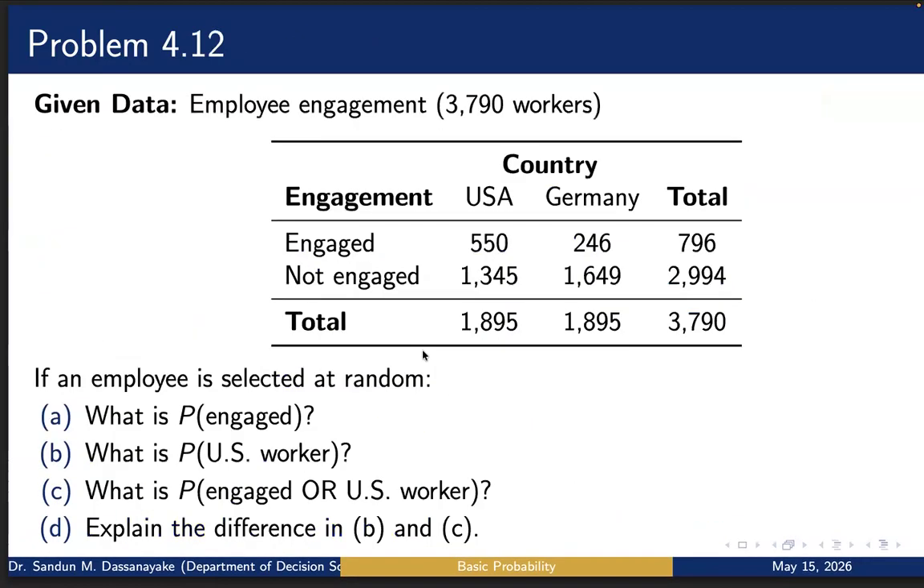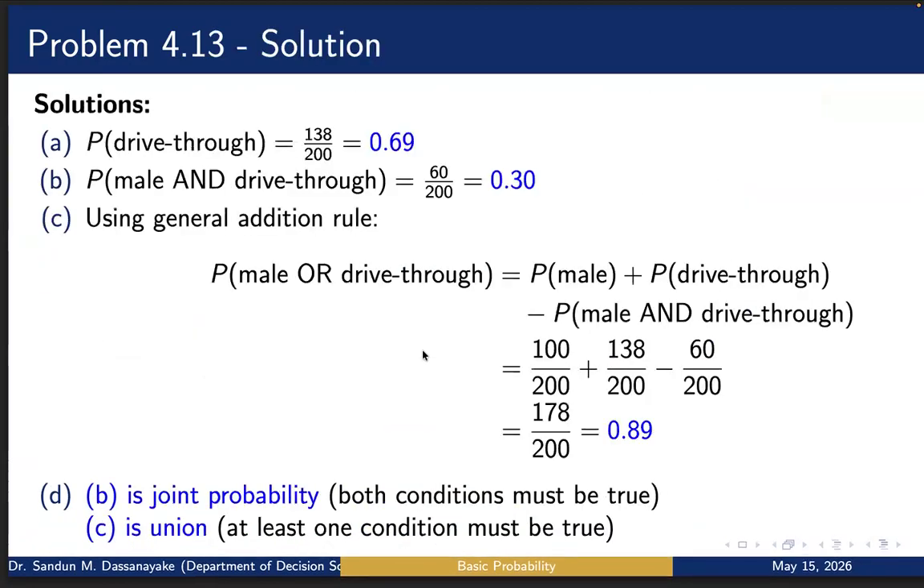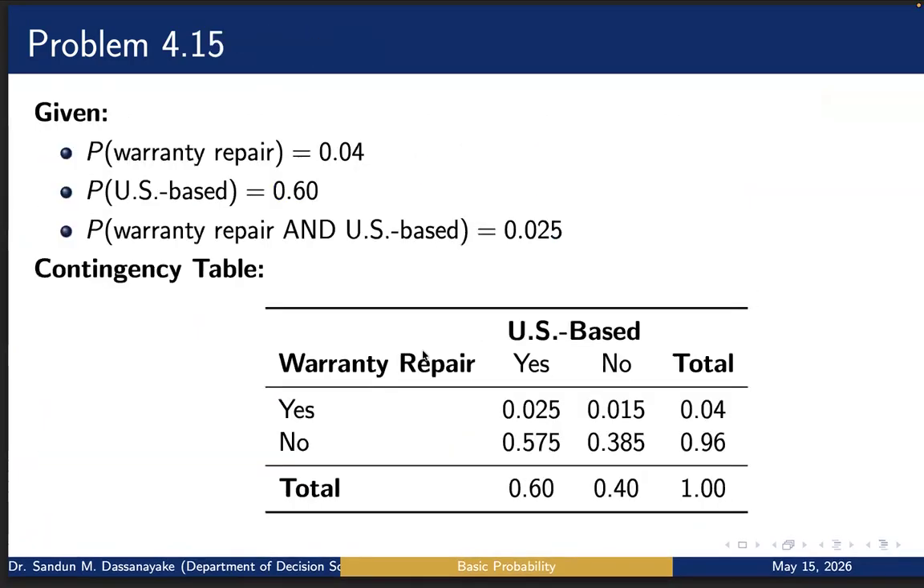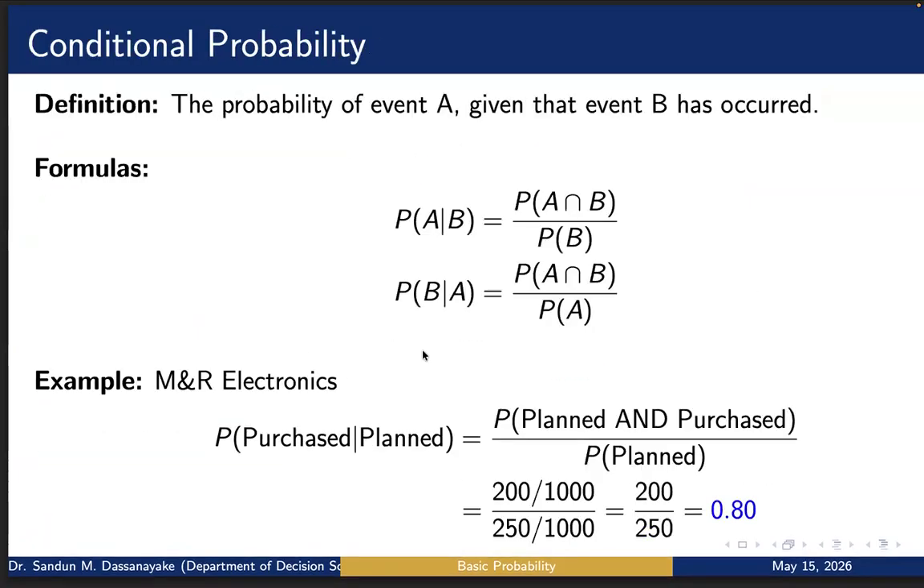Then I will go to an interesting thing somewhere here, conditional probability. So what do you mean by conditional probability? The conditional probability is the probability of an event given that the other event has occurred. So by definition, it says B has occurred, but we are dealing with sets. So basically, I will show you what it means.